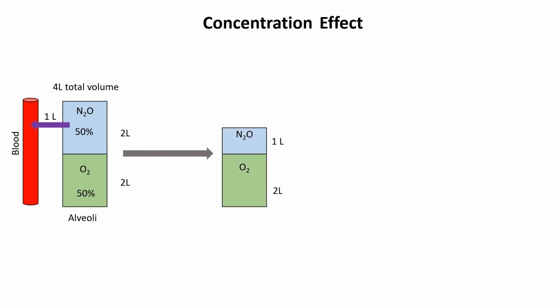We would expect the concentration of nitrous oxide to be 25%, as half of it has diffused from the alveoli. But since the initial alveolar volume of 4 liters is reduced to 3 liters, the new concentration of nitrous oxide in the alveoli is 1/3 of 3 liters, or approximately 33%. This is the first phase of the concentration effect, referred to as the concentrating effect, where nitrous oxide concentration increases even after it has rapidly diffused.